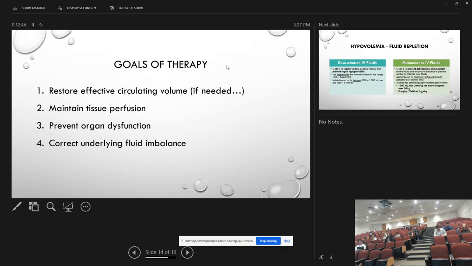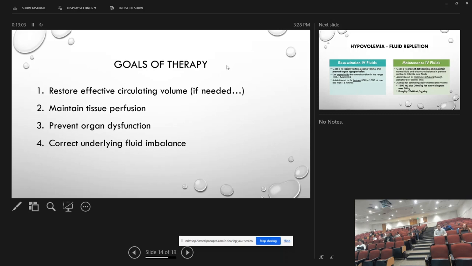And just like we talked about yesterday, you're not using just one of these things. It's a whole package that's going to drive your assessment of the patient. So goals of therapy for volume is certainly to restore effective circulating volume. That's the number one goal.